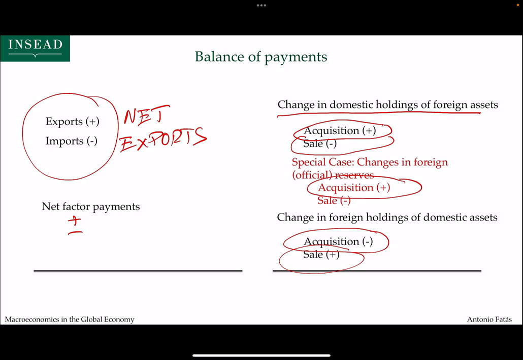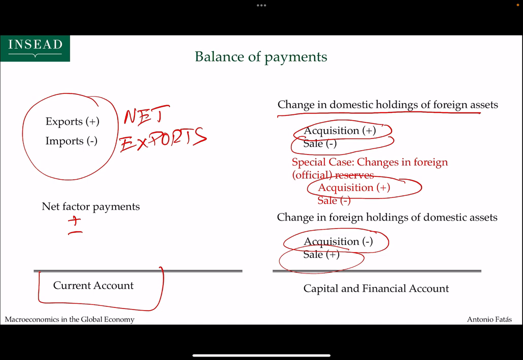So here we have now the right-hand side, which we'll refer to as the capital and financial account. So we have two sides on the balance of payments. Left-hand side, we'll call it the current account. That's net exports plus or minus net factor payments. The right-hand side, we'll call it the capital and financial account, and that includes all possible capital flows done by individuals, by companies, governments, or central banks.